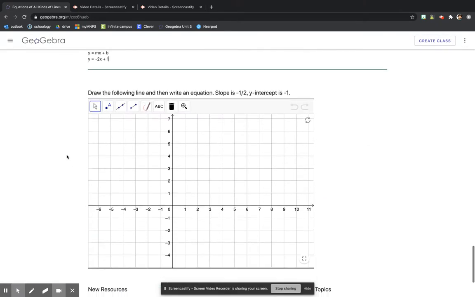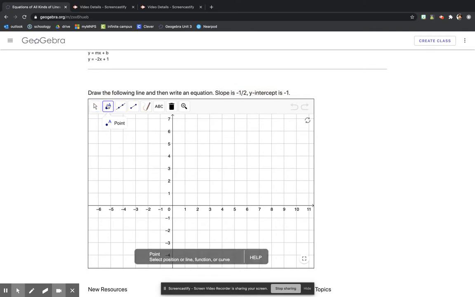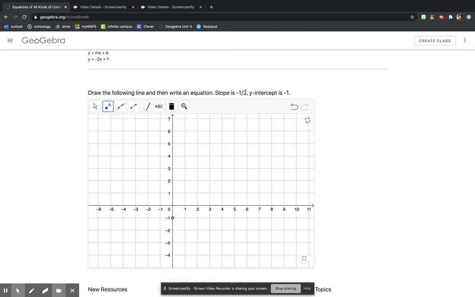So we're going to look at one last graphing problem today. This time we have a fraction as our slope. So like with all my other problems, I'm going to graph my y-intercept first. My y-intercept is at -1, so I'm going to place a point at -1 on my y-axis. This time it says my slope is -1/2. So this time instead of going just 1 unit to the right, I'm going to go -1, so down 1, but then I'm going to go 2 spaces over to the right.